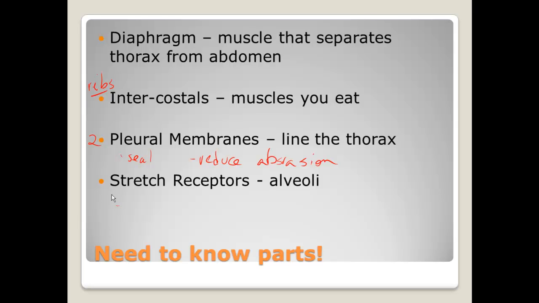Stretch receptors are nerve cells that line the alveoli, so on the inside of the alveoli, to signal to the brain when they are fully expanded. We also have stretch receptors in our urinary bladder, right, that tell our conscious brain when it is fully expanded. So stretch receptors are there to finish the inhalation when the alveoli are fully expanded.